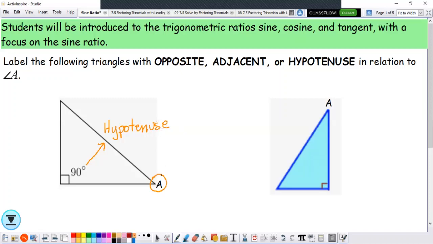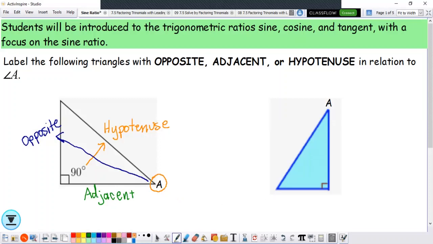Opposite will be the side that is across from angle A. So if we're looking at angle A and we're going to go across, that is going to be our opposite side. That leaves the adjacent to be the side that helps form angle A.